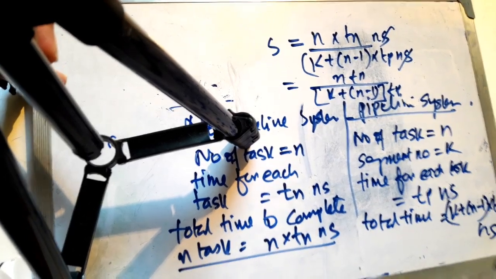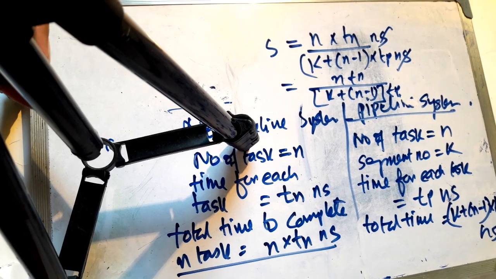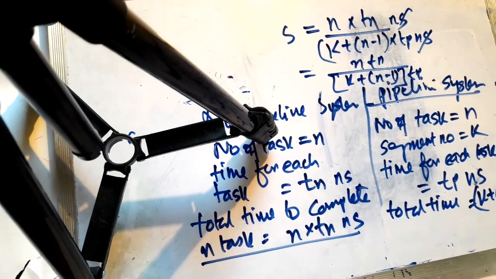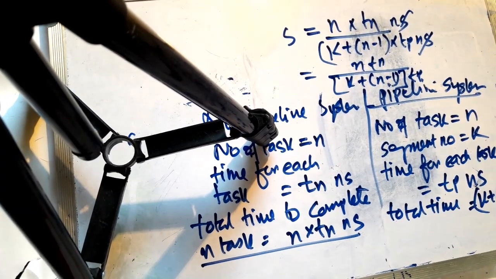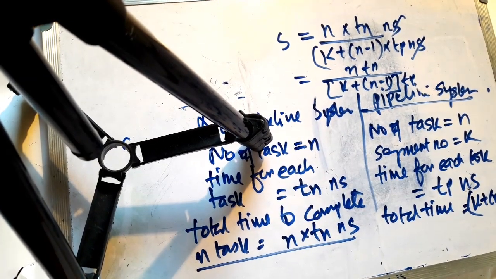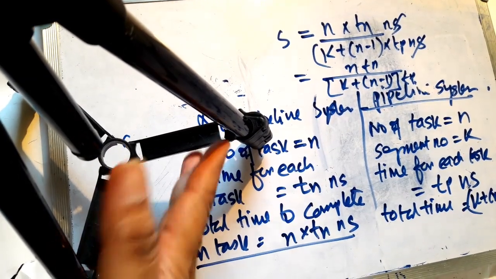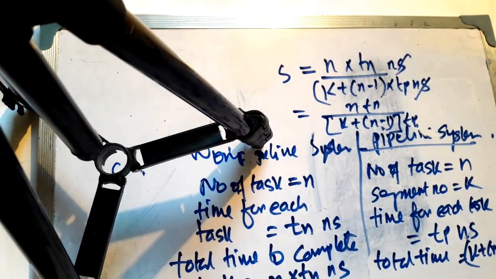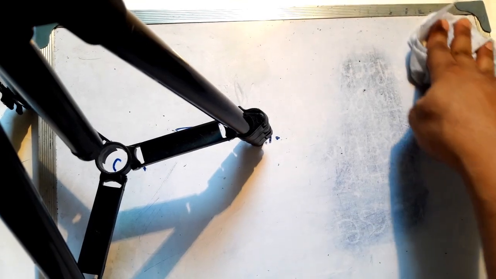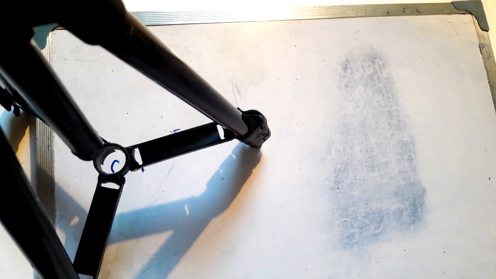A speed up ratio is nothing but the ratio between the time taken to complete all tasks in a non-pipeline system and the time taken to complete all tasks in a pipeline system. It is the ratio between two different times. There is no unit of speed up ratio because it is a ratio. So a ratio has no unit.